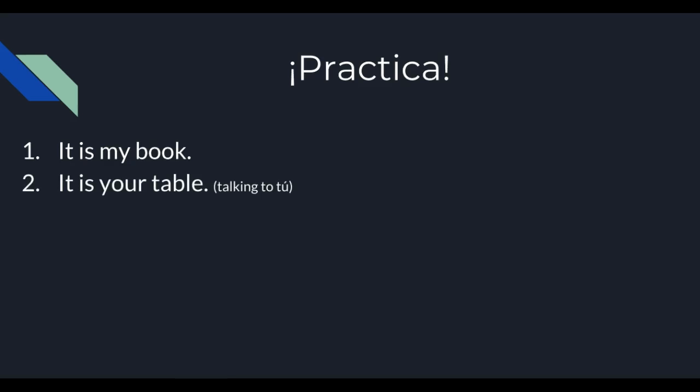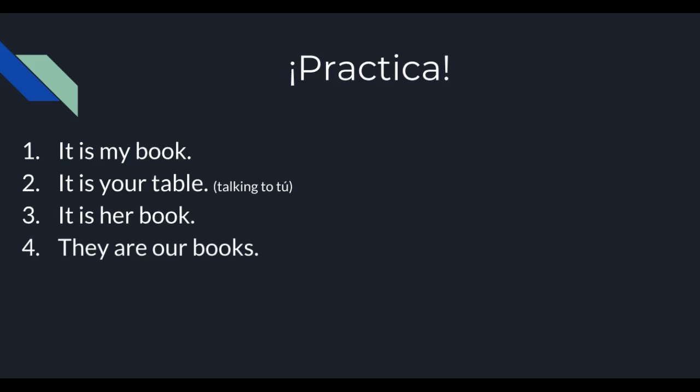We're going to do a little bit of practice. I'd like you to try these in your notes page. Try writing these sentences, the English with what you think the Spanish version would be. Number 1, it is my book. Number 2, it is your table, when the you that I'm talking to is tú, the singular familiar form. Number 3, it is her book. Number 4, they are our books. Number 5, they are your tables, and do this as if you're talking to ustedes.